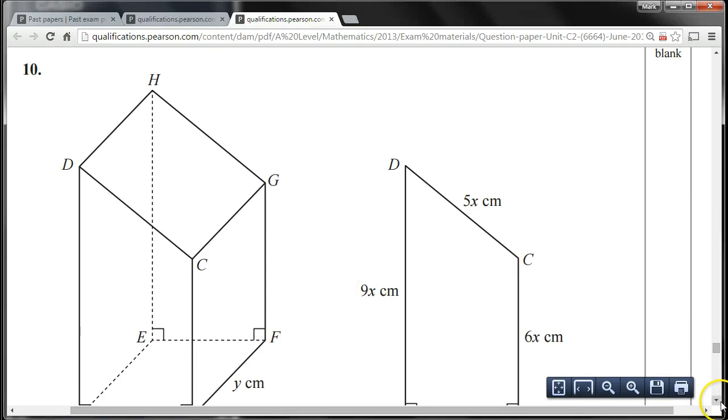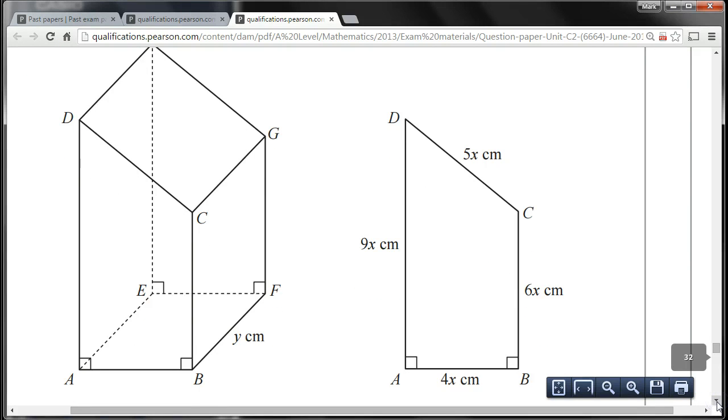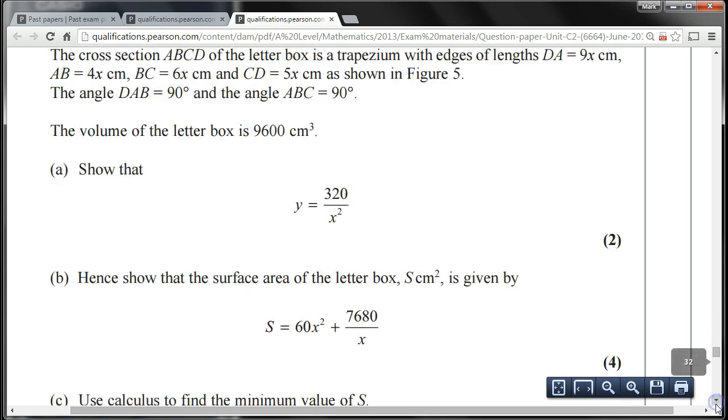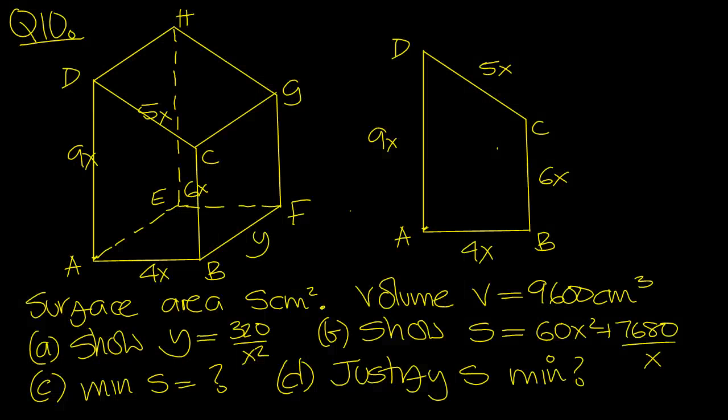Here's the question, diagram-wise. All the information is contained in the bump here. It says the surface area is S and the volume V is 9600. And there's 4 parts to the question, A, B, C, D. Got it all summarized here. So the first thing is, given the volume, show that y equals this. So for the volume, we'll need cross-sectional area times depth, won't we?